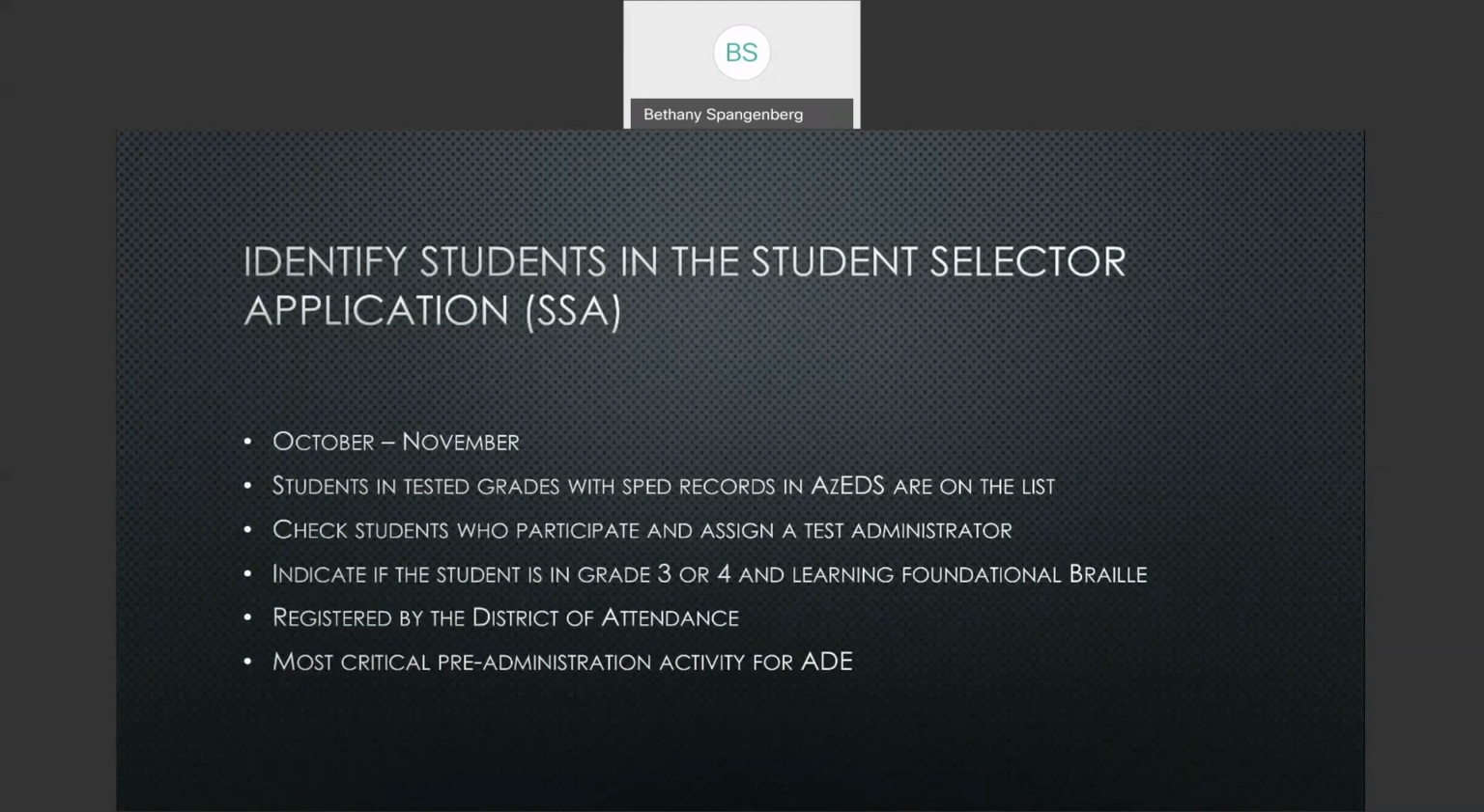AATCs also have the opportunity to indicate the need for Braille cards for students in grades 3 and 4 who are learning foundational reading using Braille. The District of Attendance selects students, so your tuitioned out and privately placed students will be on the list at the school they attend.